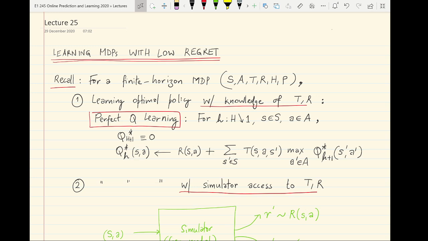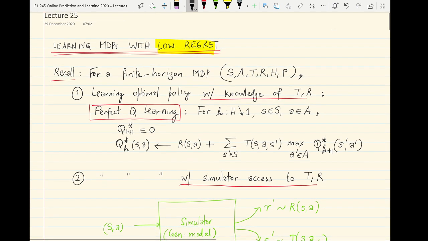Hi all. In this lecture, we will set up and provide solutions to the problem of learning Markov decision processes with low regret. Okay, so in order to do this, let's first recall what we've seen about learning finite horizon and finite state action Markov decision processes.